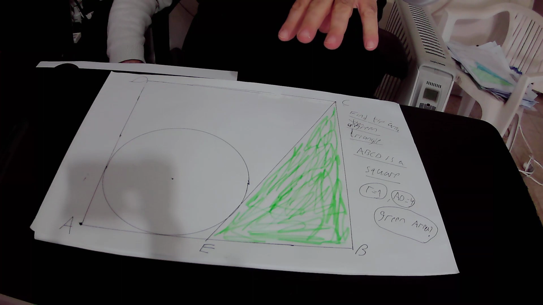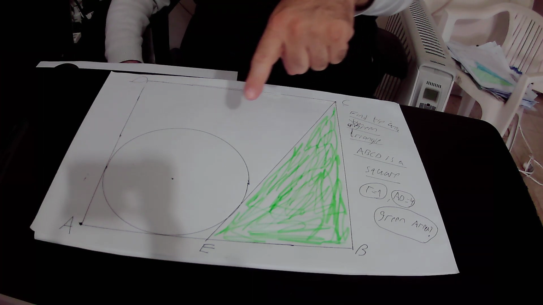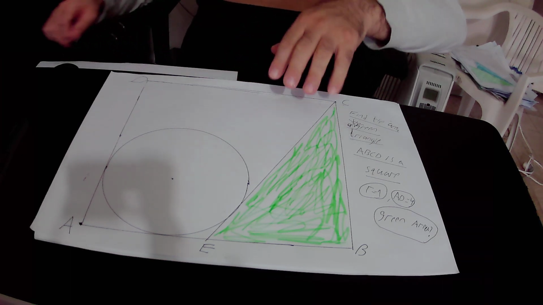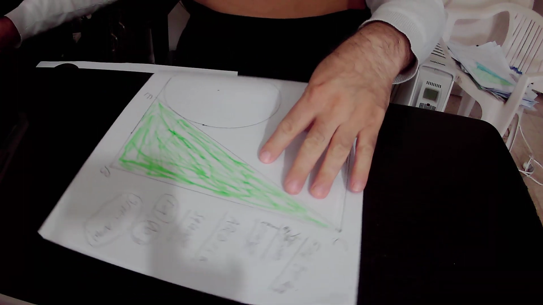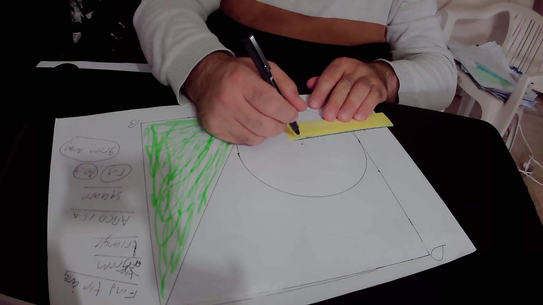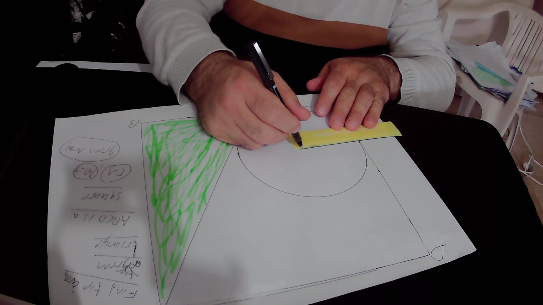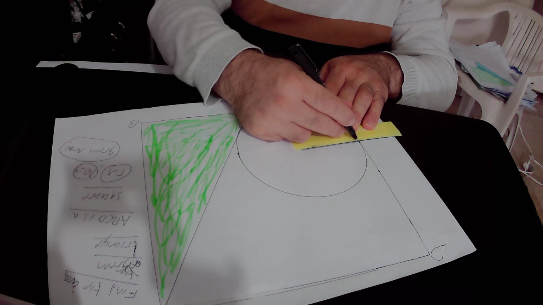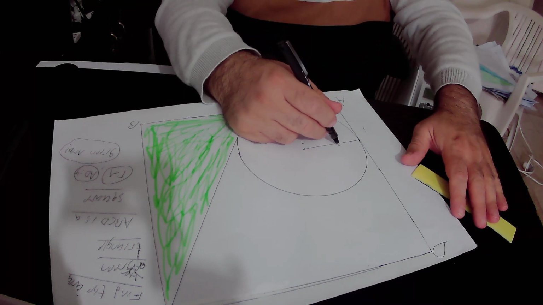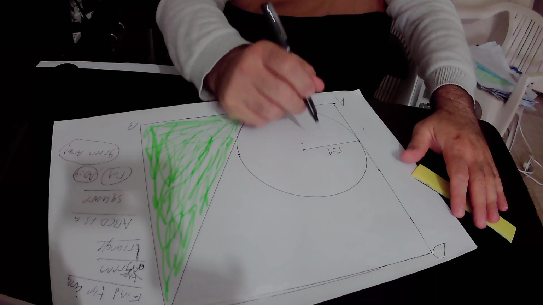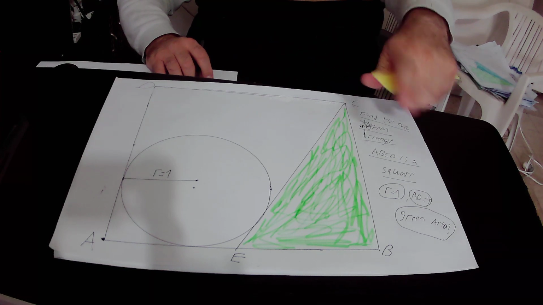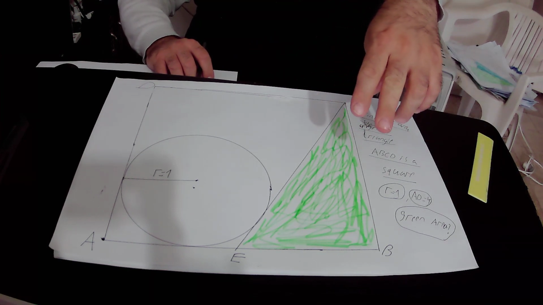Inside this square we have this circle, and we also know that the radius of this circle equals 1 unit. So here the radius of the circle equals 1 unit. We define the radius of this circle as R, and R equals 1 unit. And we want to find out the area of this green circle.